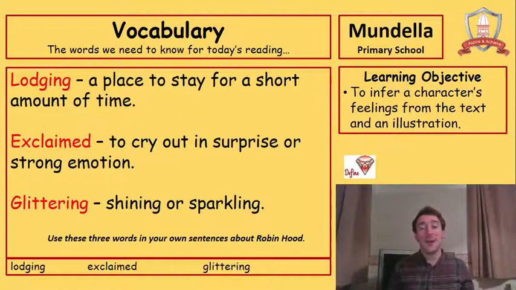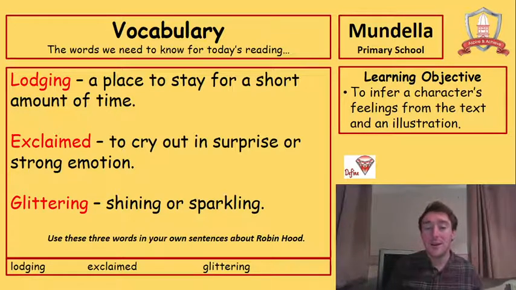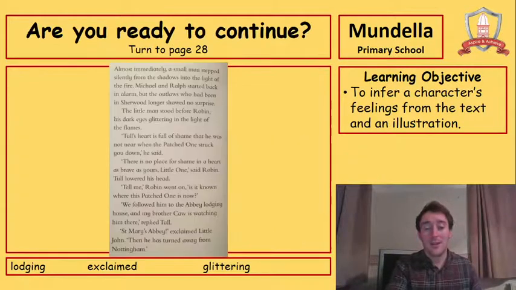Right, now there are only 3 words there today. So what I would like you to do before we start reading any more is try and use those 3 words in a sentence of your own about Robin Hood. So that's lodging, exclaimed, and glittering. Pause the video. Remember that when you're doing your 3 sentences with each of these words, we're going to have a capital letter at the beginning and a full stop at the end as well, and all of the punctuation we need. Okay, pause the video now, give that a try, and then once you're ready, we will continue the story. And we'll continue the story in 3, 2, 1, go.